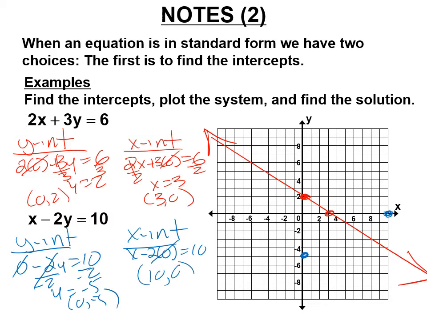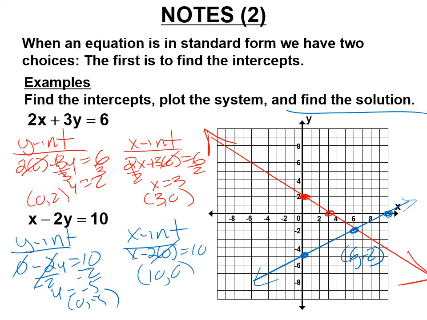And again, I don't think I graphed the first one very well because I should have graphed it a little more accurately, because it is that one right there. It is 6, negative 2. It said find the solution. So the solution is 6, negative 2.